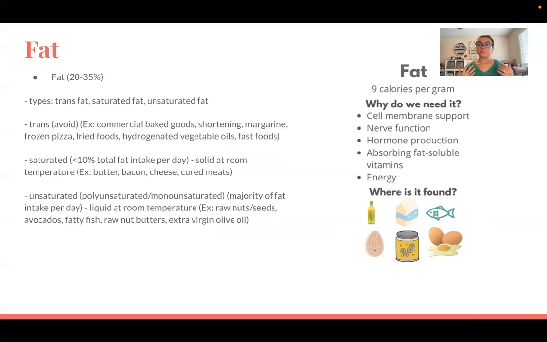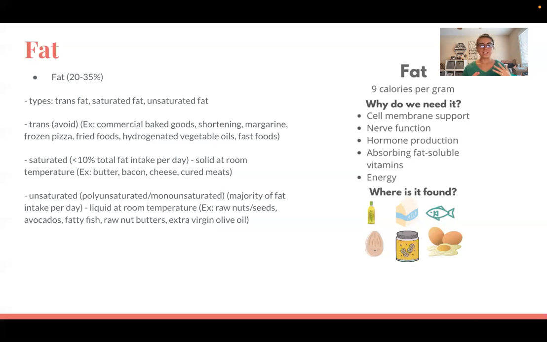It helps support brain function, nerve function, hormones. It helps us absorb a lot of vitamins and minerals. And like I said, it provides us with that second burst of energy after we use up our carbs. So fat is broken down into trans fat, saturated fat, and unsaturated fat, which again, we will dive a little bit deeper into next week, but just an overall explanation. Trans fat, we want to completely avoid. Artificial trans fats are actually banned in the United States. So we really want to avoid those.